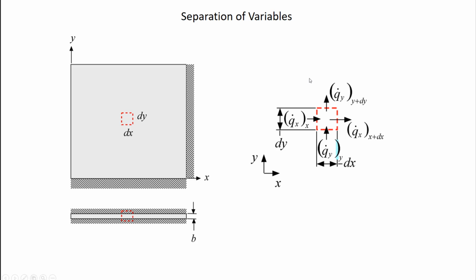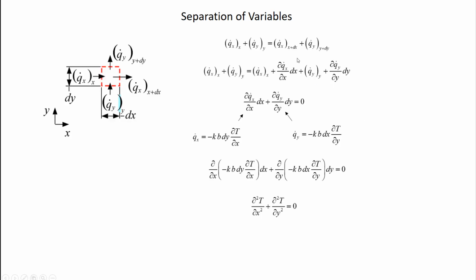So step 3 is you write down your energy balance. I have in equals out, and then you expand the x plus dx and the y plus dy terms and take the limit as dx and dy go to 0. And that's all I've done here. Q dot x at x plus dx becomes q dot x at location x plus dq dot x/dx times dx, and the same thing here for q dot y at location y plus dy.